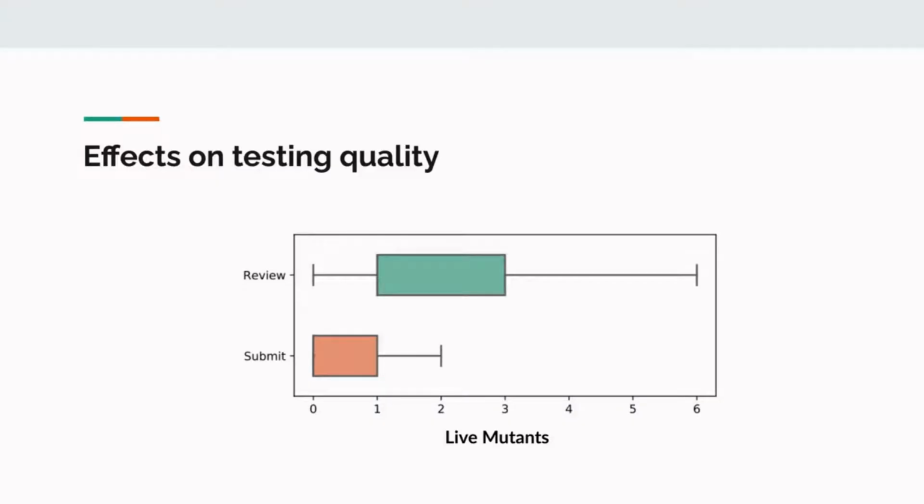And indeed, we see that during the review, there are significantly more live mutants in the code than there are at submission time, meaning that the tests that the developers write based on this intervention actually kill those mutants.